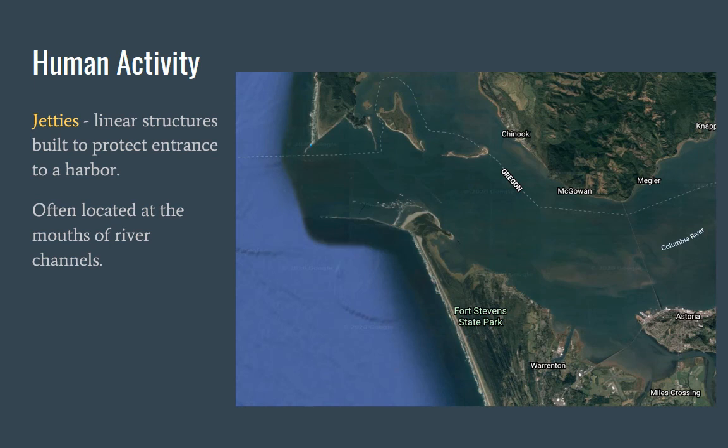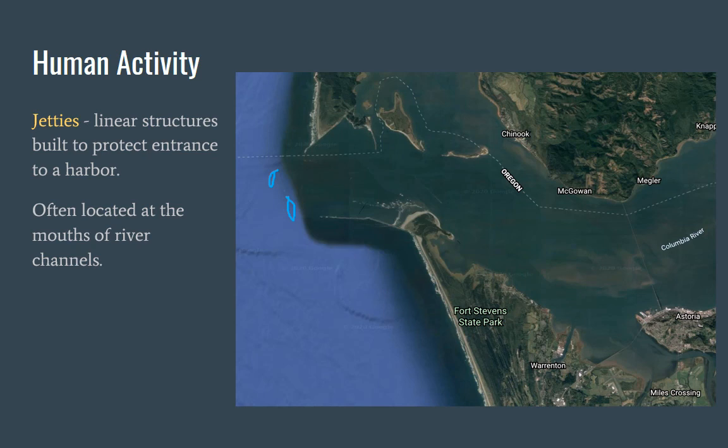These jetties also protect it from any sort of longshore drift. So the mouth of the Columbia isn't going to have big sandbars necessarily out here. And I believe they do dredge those as well to keep it clear.